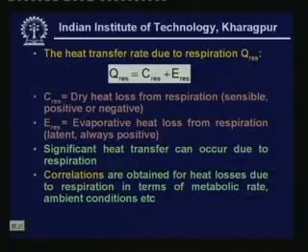Now, let us look at the heat transfer rate due to respiration. The heat transfer rate due to respiration is given by Q res is equal to C res plus E res, where C subscript RES stands for dry heat loss from respiration and E subscript RES stands for evaporative heat loss from respiration. What is this heat transfer rate by respiration? You know that all human beings inhale air and exhale air. The air that you breathe in is at the same condition as the surrounding air. That means, when you breathe air in, it enters the body at a temperature equal to the surrounding ambient temperature, and the moisture content will also be the same as the surroundings.